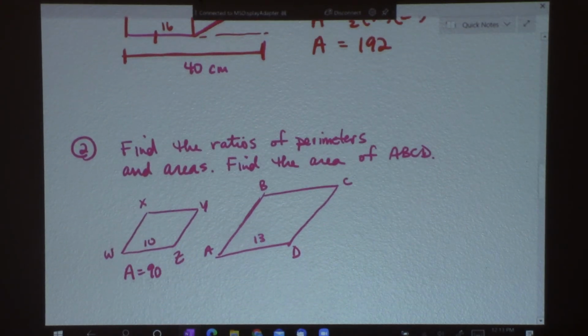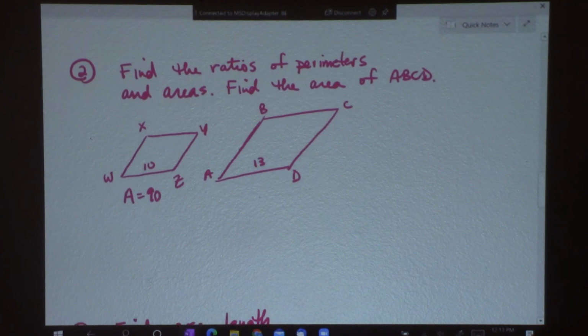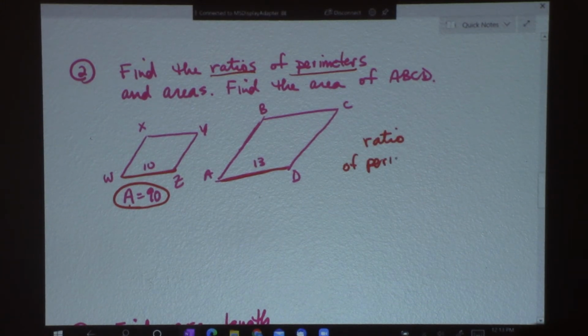Okay, number 2 on this one is having to do with ratios and perimeters. All right, this came up quite a bit. Find the ratios of the perimeters and the areas, and then find the area of my larger parallelogram. Okay, so I can use ratios to figure this out. They give us the area of the small one. Now, what's important to know here is, what does ratio of perimeters mean? Well, whatever the side length ratio is, that's the ratio of perimeters. So the ratio of perimeters is the same as the ratio of lengths, so that would be 10 over 13.